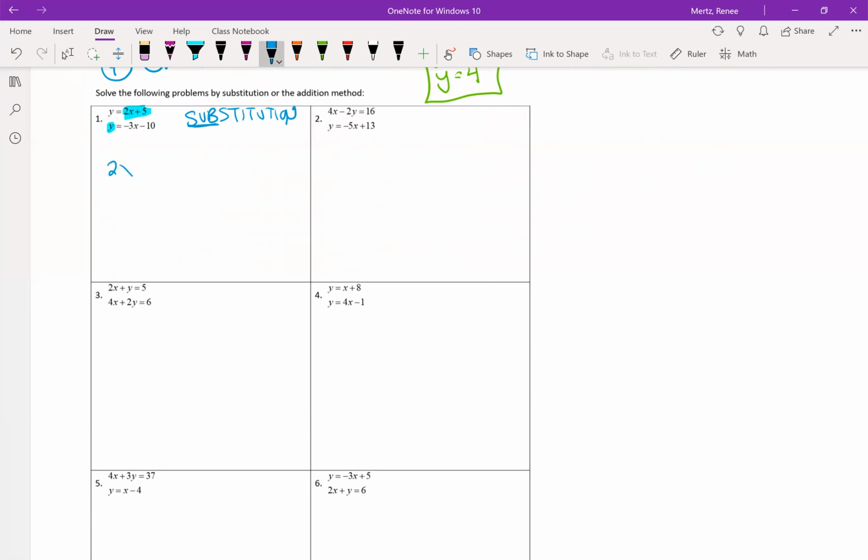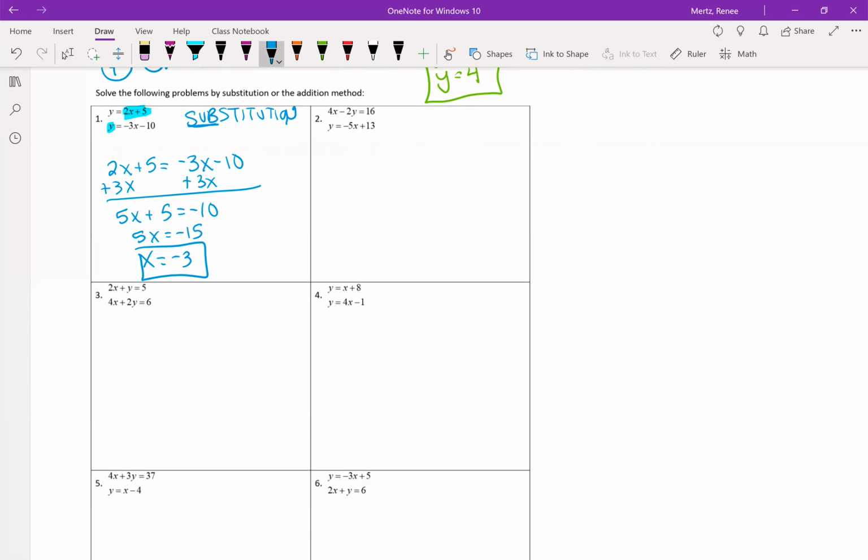We get 2x plus 5 equals -3x minus 10. We get 5x when I add 3x over. Let me show it, sorry. We would get 5x plus 5 equals -10. 5x equals -15. x equals -3.